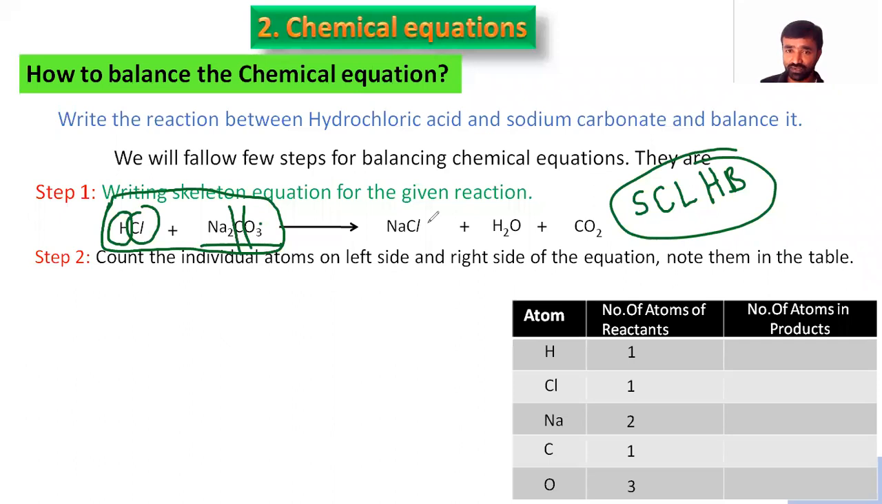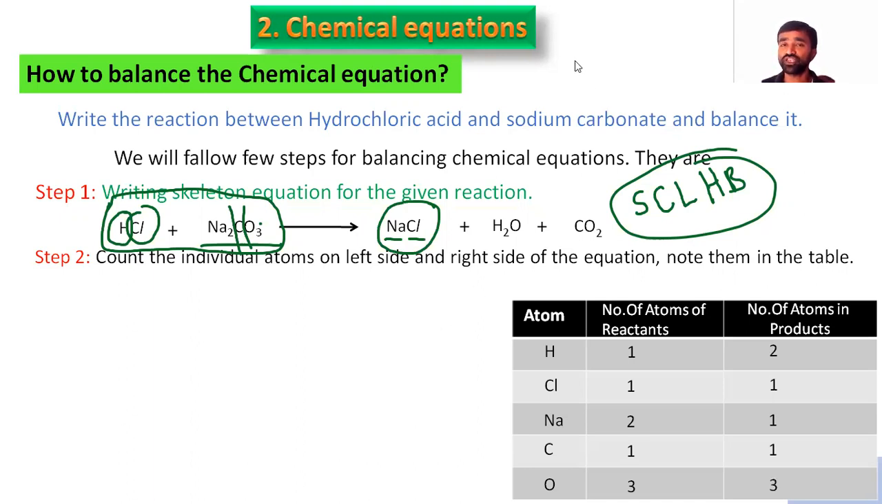Next, moving to the right side. In NaCl, Na is at only one place, there is no repetition. So the count of Na is 1. H and Cl are also observed only once. So Na is 1, Cl is 1. Next, hydrogens not repeated. Oxygens are repeated: 1 is in the H2O and 2 are in the carbon dioxide. So hydrogens only at one place, they are 2. Chlorines only at one place, 1. Sodiums only at one place, 1. Carbons only at one place, 1. Oxygens at 2 places, 1 plus 2, that is 3.